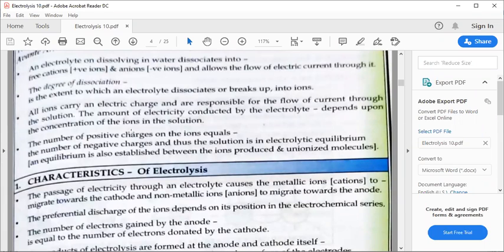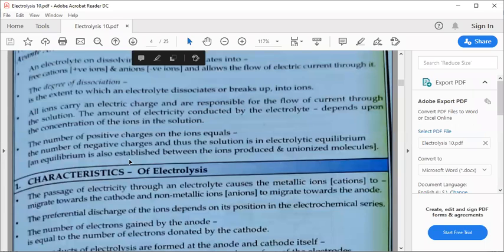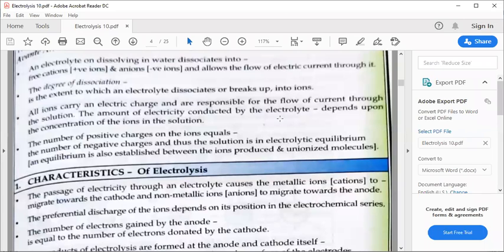So what they are saying is positive charge and negative charge are equal. So hence the solution is always remaining in electrolytic equilibrium. Okay.